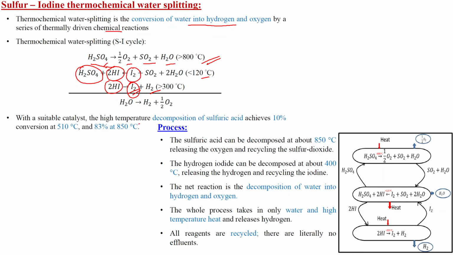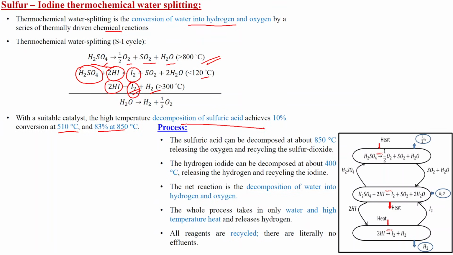With a suitable catalyst, the high temperature decomposition of sulfuric acid achieves 10% conversion at 510 degrees C and 83% conversion at 850 degrees C. So it shows that the temperature is very important. If we do the reaction at around 510 degrees C, the conversion is only 10%. But if we increase it up to 850 degrees C, you can see how much the conversion increases, up to 83%.